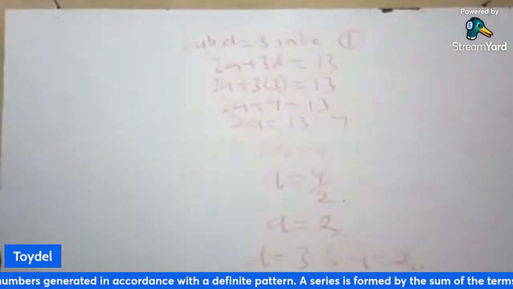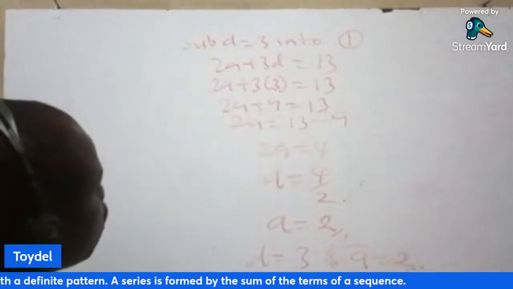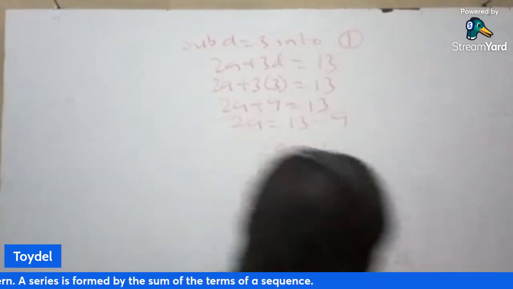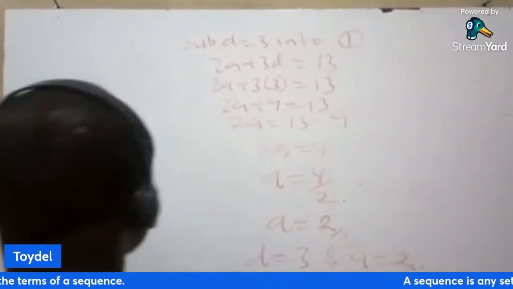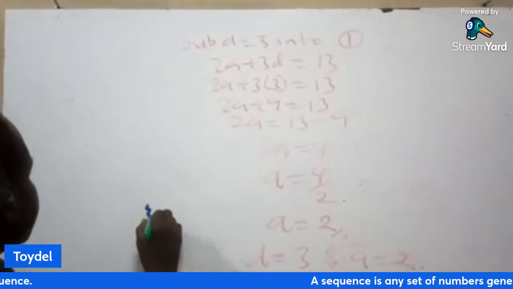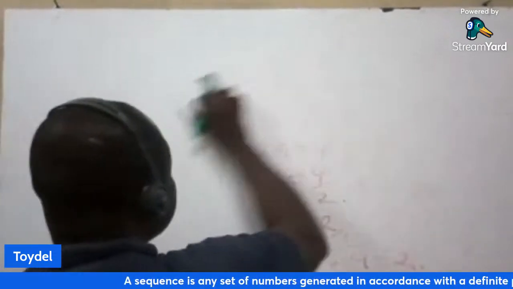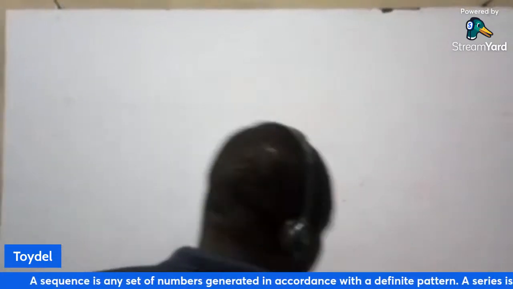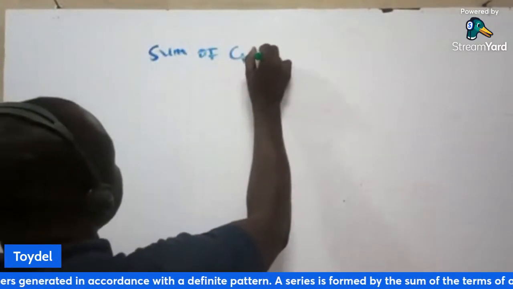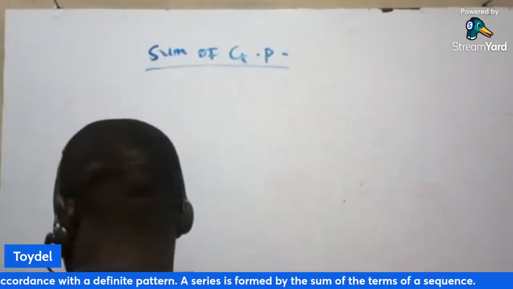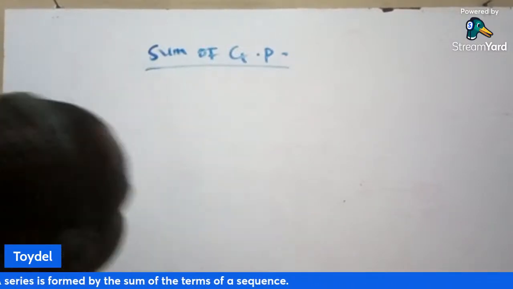So the last concept that we discussed for today is the sum of geometric progression. In this case, there are 3 formulas that we use under the sum of geometric progression.